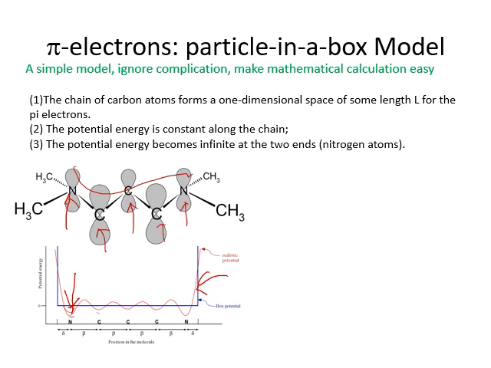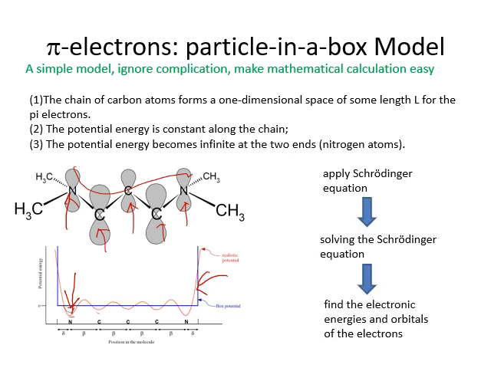Now remember, when we study the gas phase, we start with the ideal gas law, assuming there's no intermolecular interaction. And then we can add attraction force, repulsion force to make it appropriate for real gas. Same thing here. We start with the simplest model, and that is particle in a box, assuming there's no potential energy inside. We apply the Schrödinger equation, solve it, and find the electronic energies and orbitals of this molecule, and then we can calculate the absorption of light.